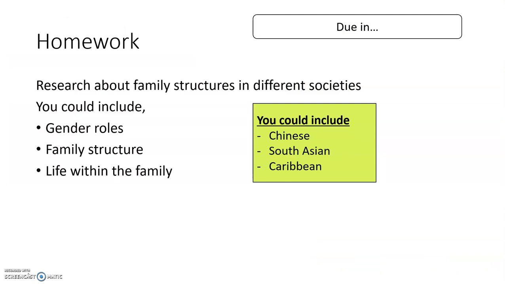So, I set this as a homework, but if you would like to have a go at it, you could do some research about how family structures are different in different societies. The three that we're going to focus on in a moment would be Chinese, South Asian and Caribbean. You might want to look at what their gender roles are like in those types of families, what their family structures are like, and also what life would be like within those types of families. So have a go at completing the task if you want to do a bit of research.